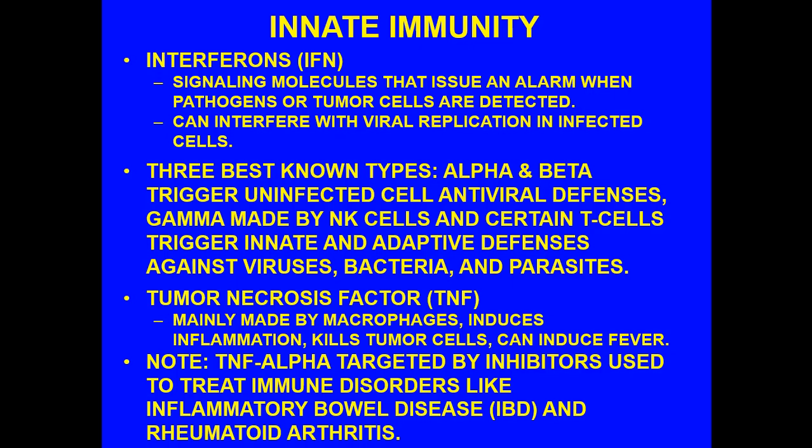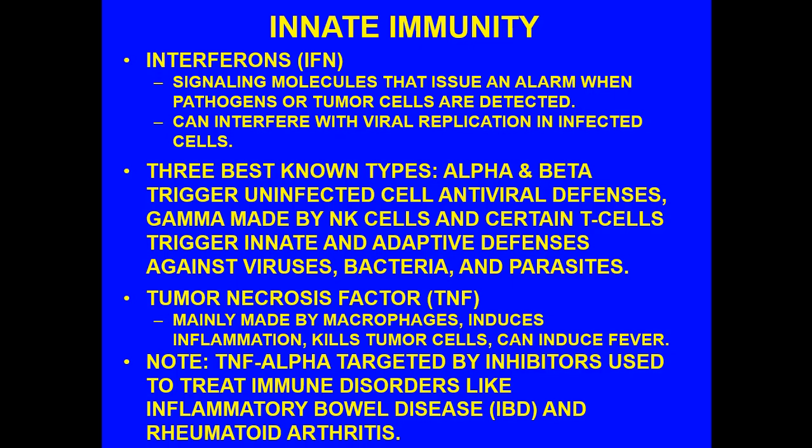They will issue an alarm when pathogens or tumor cells have been detected. They can also interfere with viral replication in infected cells. So I've talked about alpha and beta and gamma there, but I wanted to make sure that you're clear on these points. TNF, tumor necrosis factor. This is basically made mostly by the macrophages.